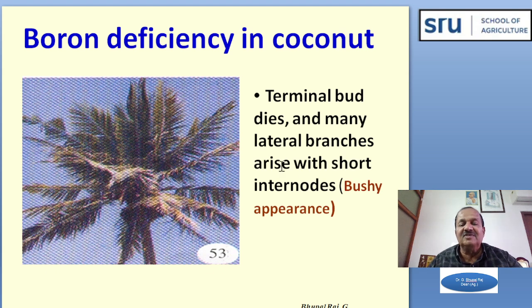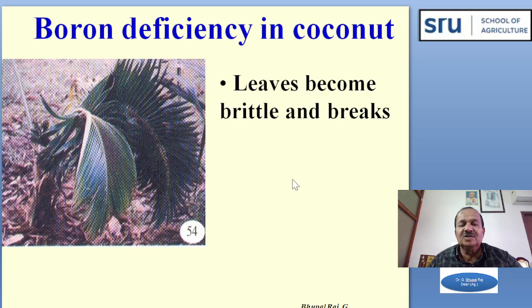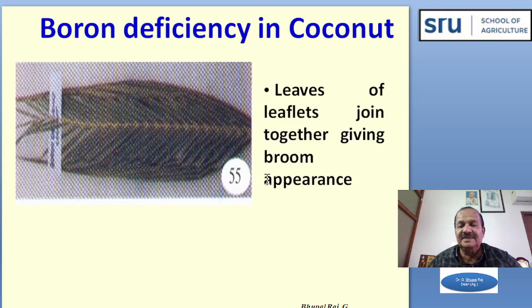So, crop by crop we see. This is the coconut. The terminal bud will be dying, and many lateral branches will be arising with shorter internodes. So you see, it looks like a bushy appearance. The leaves will become brittle and break. The leaf lamina is broken, you see, this is another symptom. And the broom-like structure, as I just told you, all leaflets are attached together, giving a broom-like structure. It is the main important symptom.